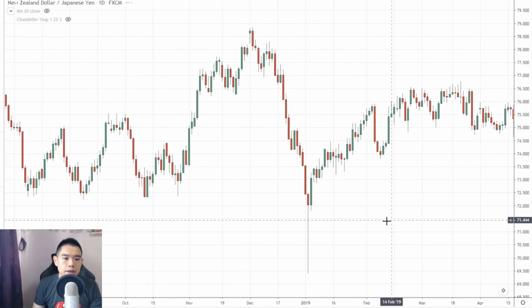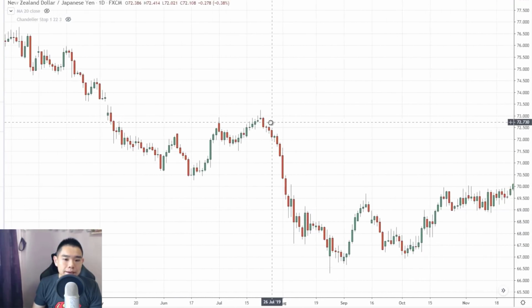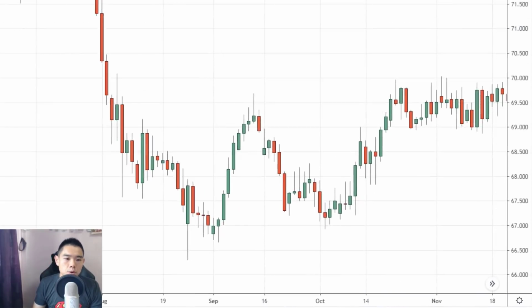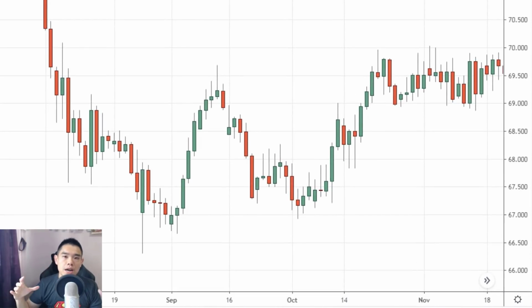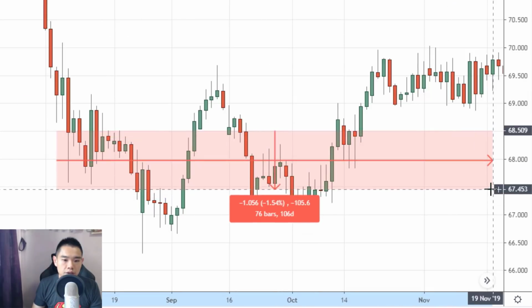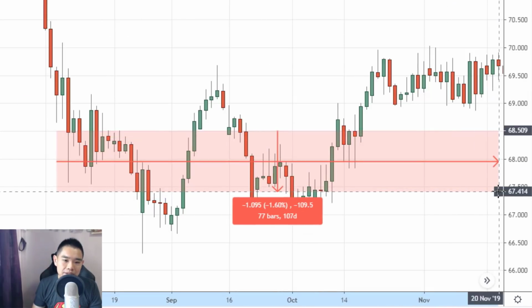New Zealand yen. Let me walk you through step by step again, with no step missed. Again, first thing first, we are looking to identify a range, at least 80 candles. We just use this tool. You pull out from the start of this range till the end of it. You can see that right now it's about 77 bars.